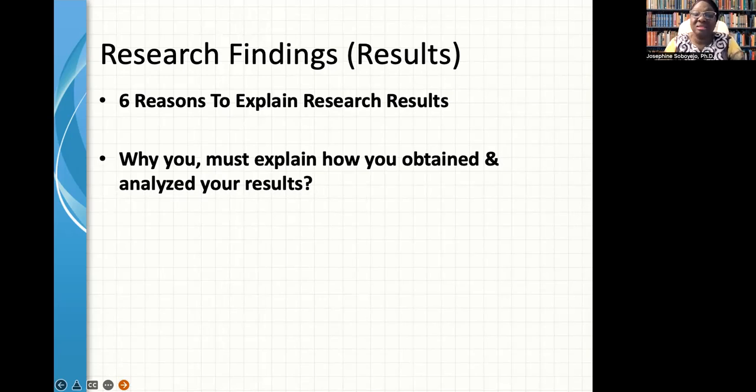In this analysis, there are 6 reasons that you need to explain your research results. Why you must explain how you obtained and analyzed your result. Very important. Because if you finish that research and you cannot explain correctly, concisely, the results of your analysis on the field, then your research is not complete.